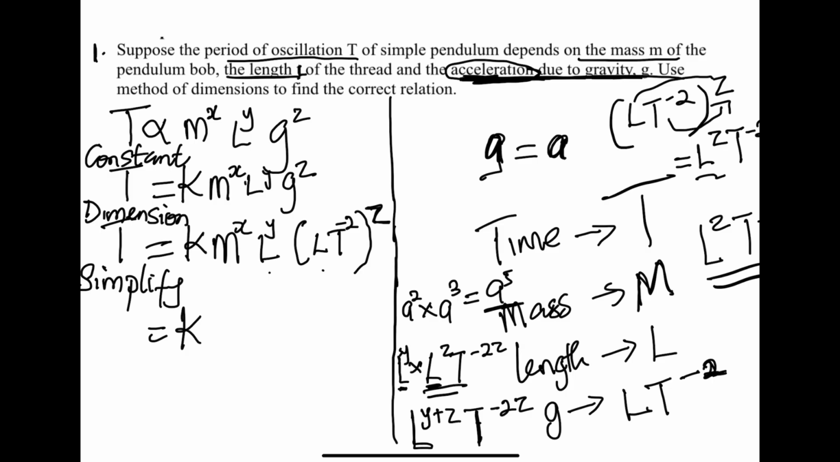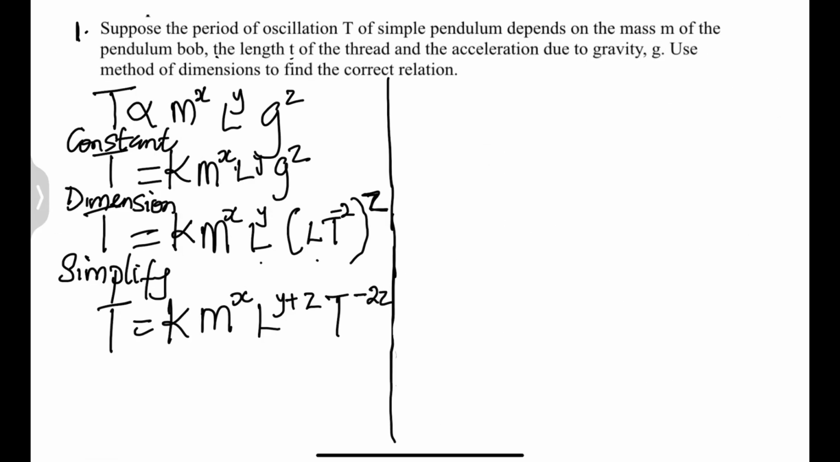So at this point, our new equation is T is equal to this. Then I have my M raised to power x, I have L raised to power y plus z. Then I have T raised to power minus 2z. So that's what I have right here. Next thing I would like to do is to equate the powers, or equate the exponents. I'll tell you what I mean by that now.